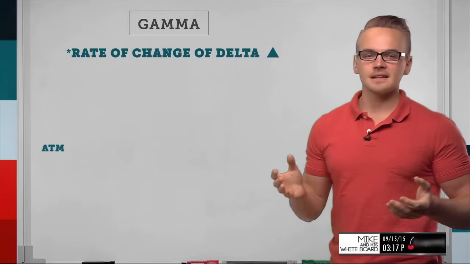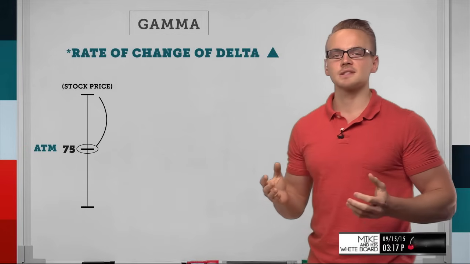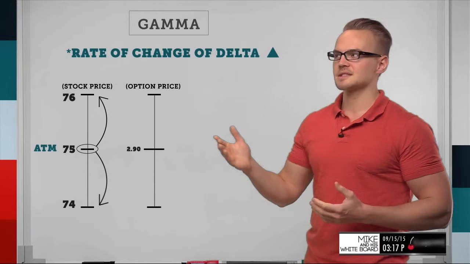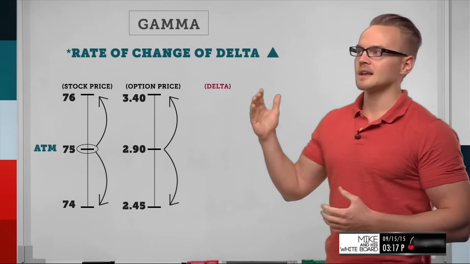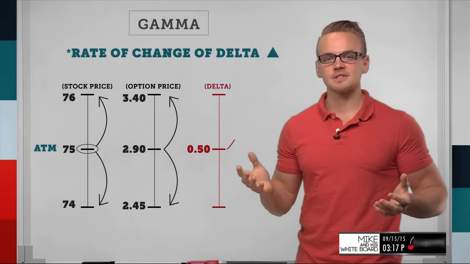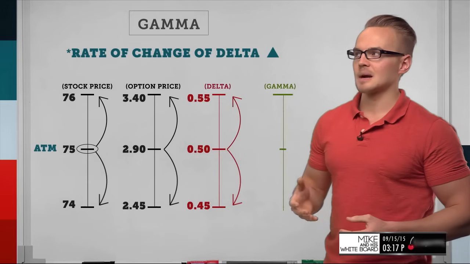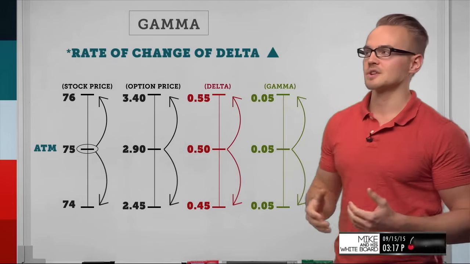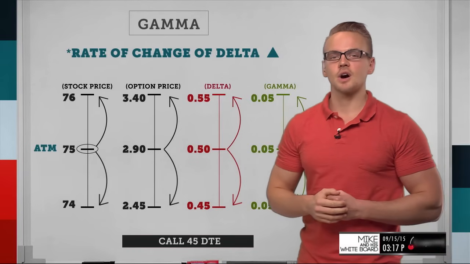So again, gamma is the rate of change of delta. What we're going to do here is take a look at an example of a trade. We've got a 75 stock price that's at the money. We're going to look at an increase and a decrease and see what happens to the option price, the gamma, and the stock price, and how all these things kind of coagulate together. Right now we're looking at a 45-day till expiration call.